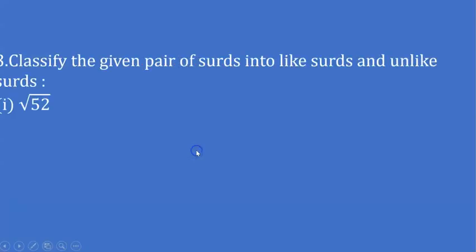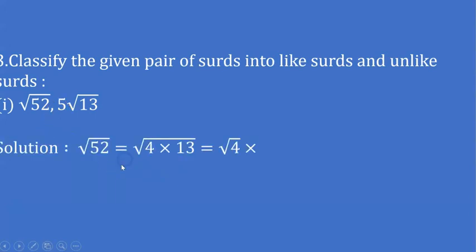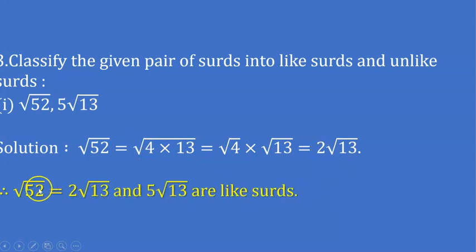Now, first example, root of 52 and 5 root 13. 52 can be written as root of 4 into 13, root of 4 into root 13. Root of 4 is 2, then you will get 2 root of 13. Now, root of 52 is equal to 2 root 13 and 5 root 13, these are like surds.